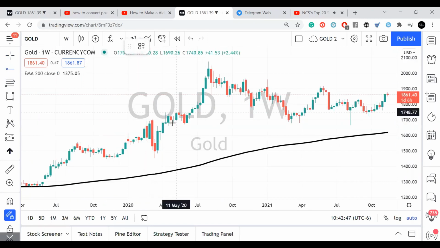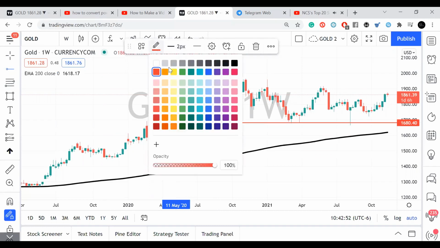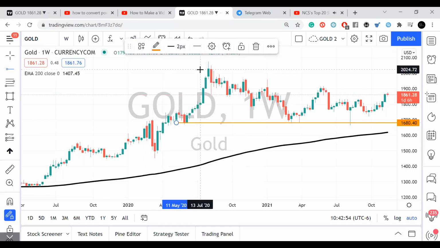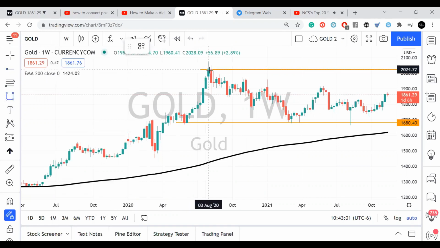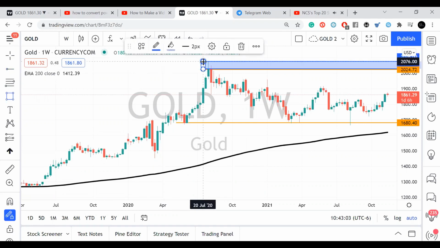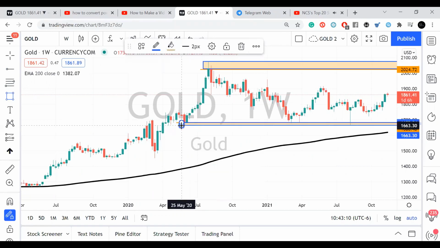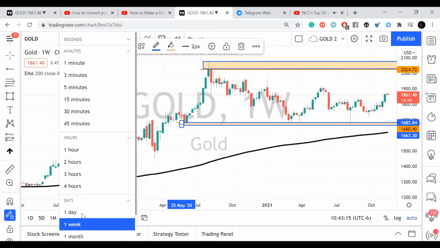You know, price was going up here. So this is our high. This is our low. Then from there, let me get the zone. It's just the same thing. No matter any pair you're trading, it's the same thing. Then from there, we'll go to daily.